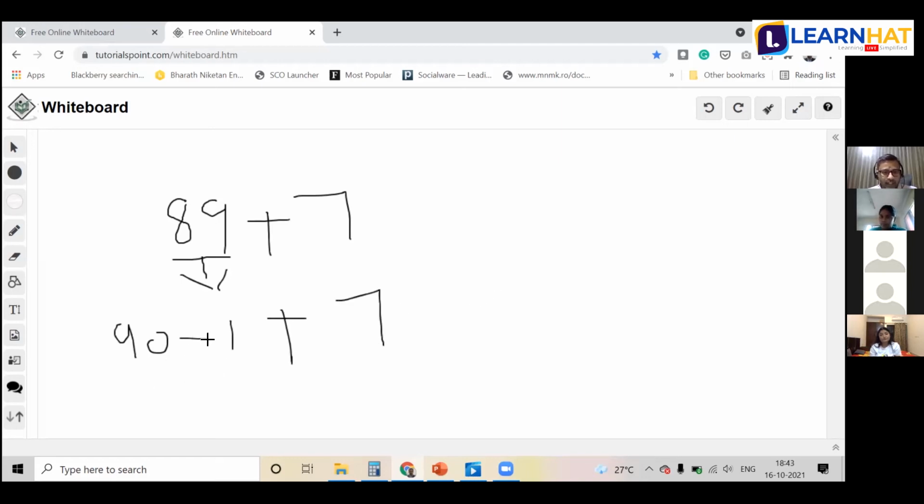Then now 7 minus 1 will become 6, correct? 7 minus 1, 6. Then you put 90 as it is. You have a plus sign here, put plus here. What is the final answer? 90 plus 6, 96. Okay. So like that you need to try.